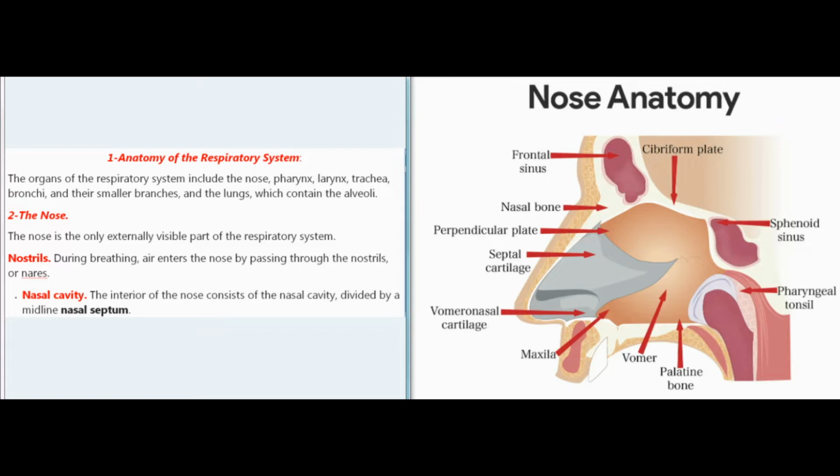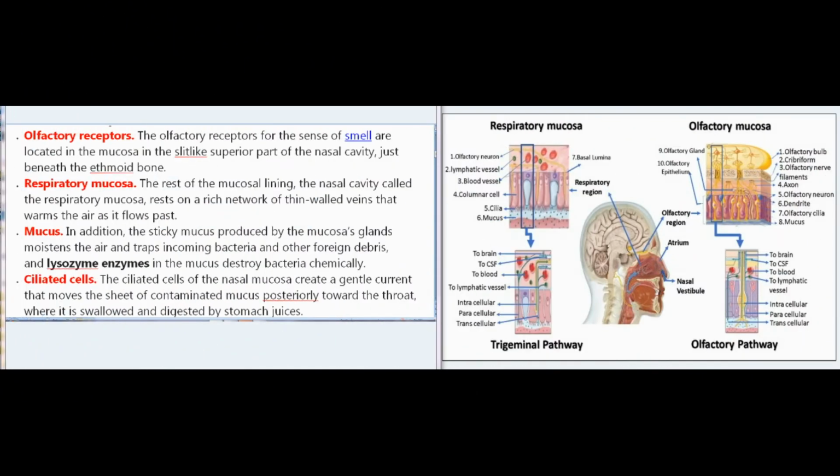2. The nose. The nose is the only externally visible part of the respiratory system. Nostrils. During breathing, air enters the nose by passing through the nostrils, or nares. Nasal cavity. The interior of the nose consists of the nasal cavity, divided by a midline nasal septum. Olfactory receptors. The olfactory receptors for the sense of smell are located in the mucosa in the slit-like superior part of the nasal cavity, just beneath the ethmoid bone.